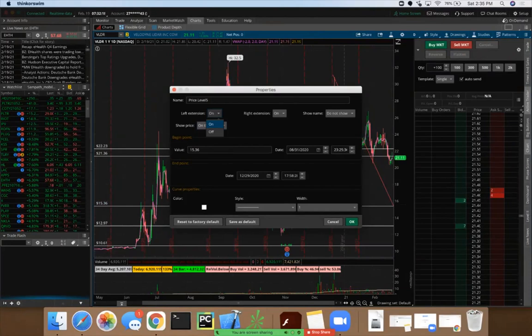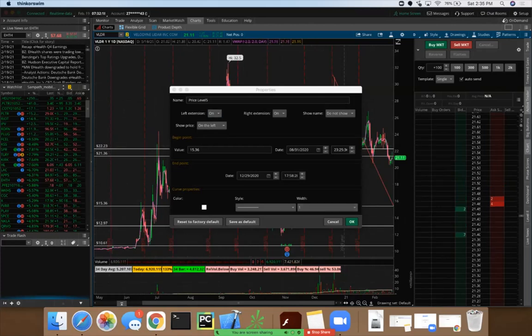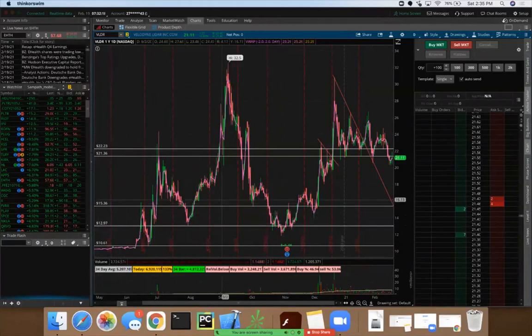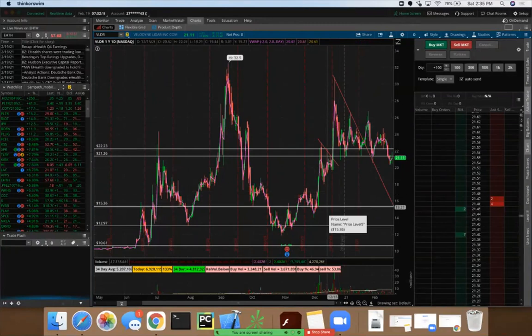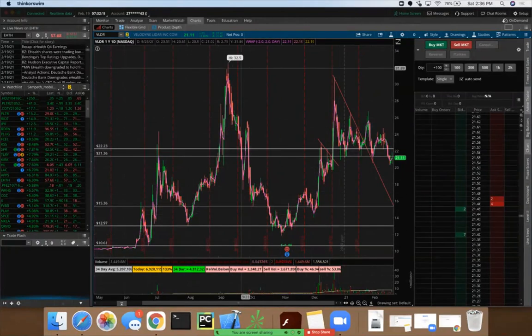Then left extension: currently I have both right and left extension on. Otherwise, only in the area where you click would this line be drawn. Currently I have it for both right side and left side extension. That's why you see it fully covering the chart. So we drew the bottommost support.